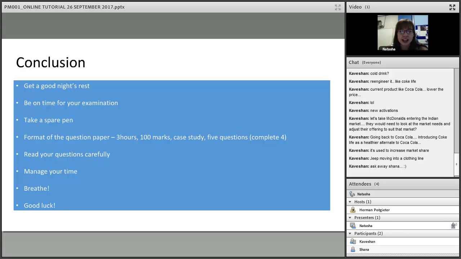Be on time for your exam. Always take a spare pen with you. All right, stationery usually lets us down sometimes. So take a spare pen with you. The format of your question paper: 3 hours, 100 marks. You will get a case study and you will have 5 questions of which you need to complete 4. As I mentioned to you before, you need to have enough coverage of the theory so that you can answer at least 4 of the 5 questions.